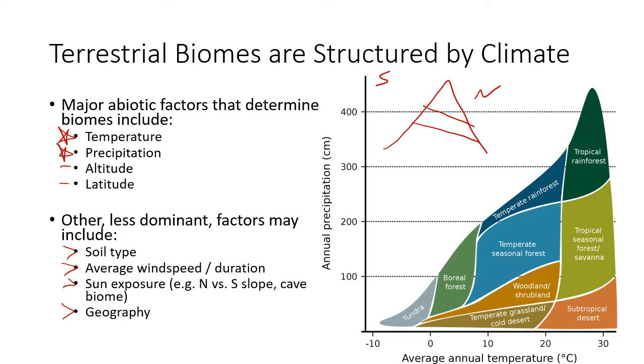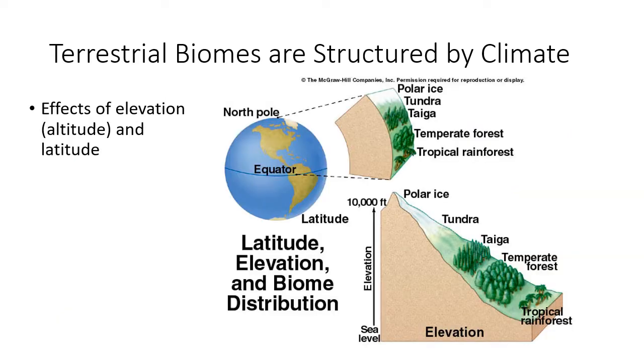All right, and then geography as well, but we won't really get into the geography. It should seem relatively straightforward, but I wanted to reemphasize that elevation or altitude and latitude have an influence on biomes. So as you go from the North Pole down south, you're going to transition from polar ice down to tundra, down to taiga, which is boreal forest, down to temperate forest, down to tropical rainforest. You're going to have tropical rainforest down here at the equator.